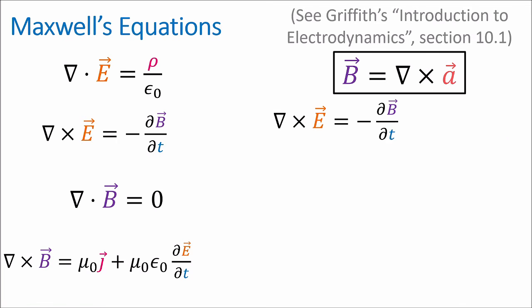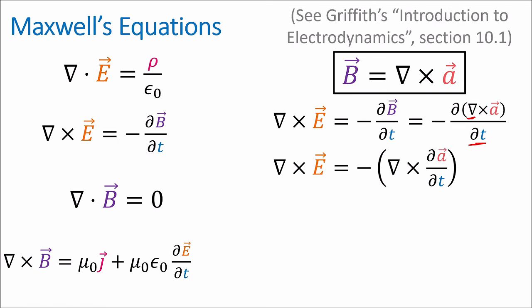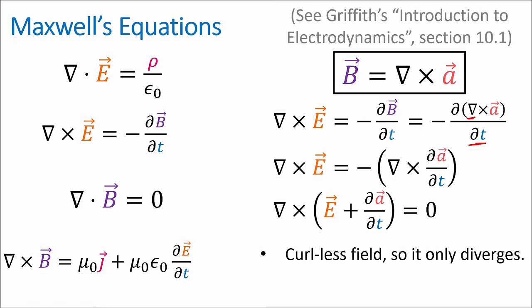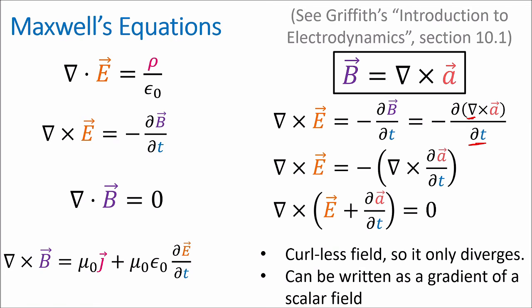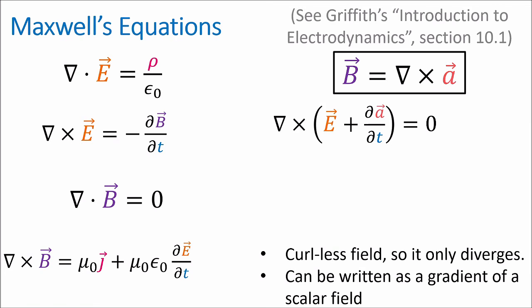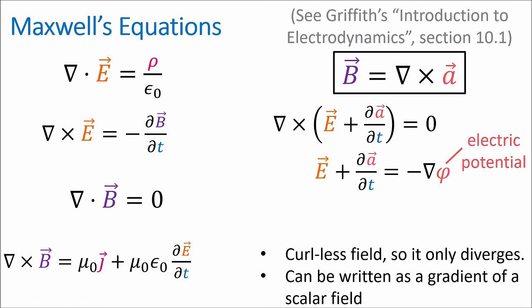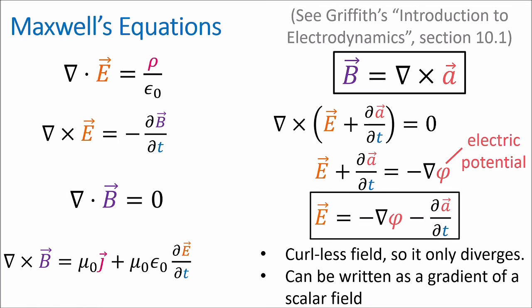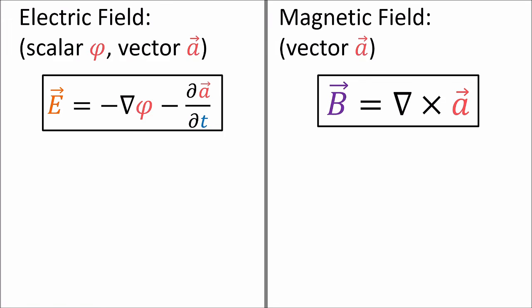Now, if we take the second Maxwell equation and plug this in for B, we can swap the order of the time derivative and the curl, since the curl is made of space derivatives and the order of derivatives doesn't matter. We can group the curl terms on one side. Since the curl of this expression is 0, this vector field only diverges or converges. So it can be written as the gradient of a scalar field, which is the electric potential phi. Solving for E, we get this equation. So we have these two equations relating the E and B fields to the potentials phi and A.